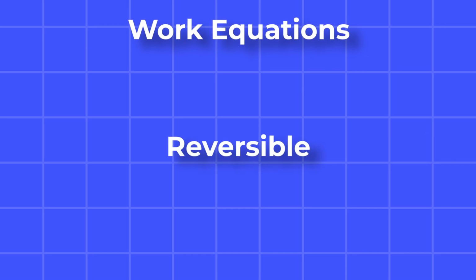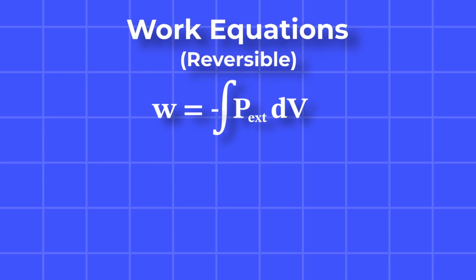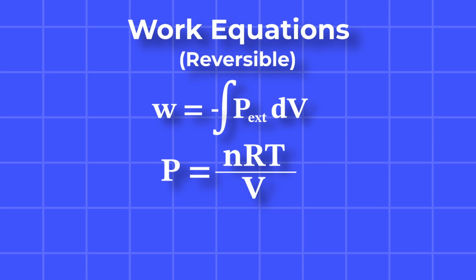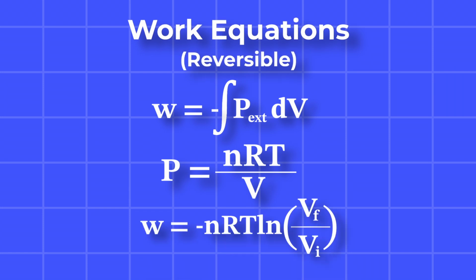Consider an ideal gas that expands reversibly at constant temperature. The work equals the negative integral of external pressure with respect to volume. For a reversible ideal gas, pressure equals nRT over V. Integrating gives us W equals negative nRT times the natural log of V final over V initial. The negative sign means work done by the gas on the surroundings.